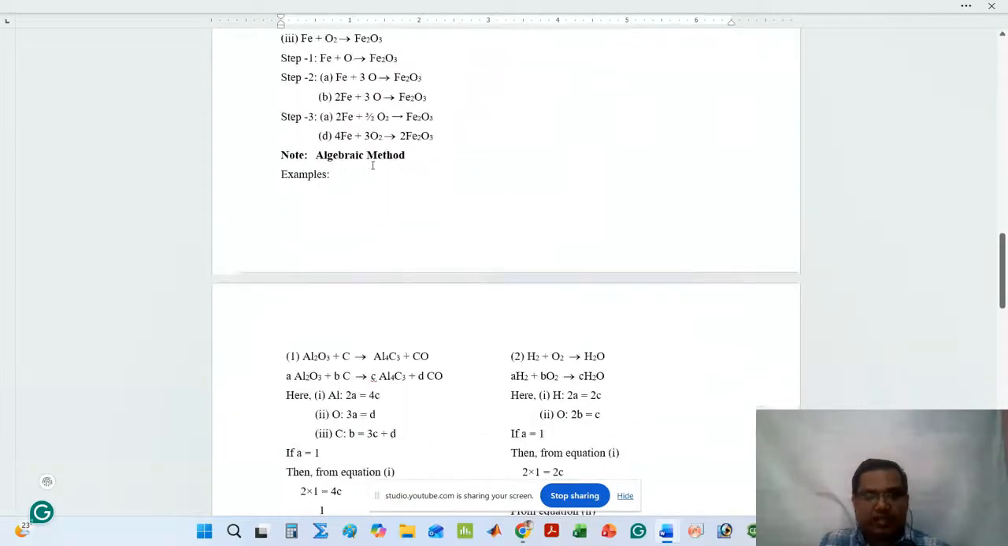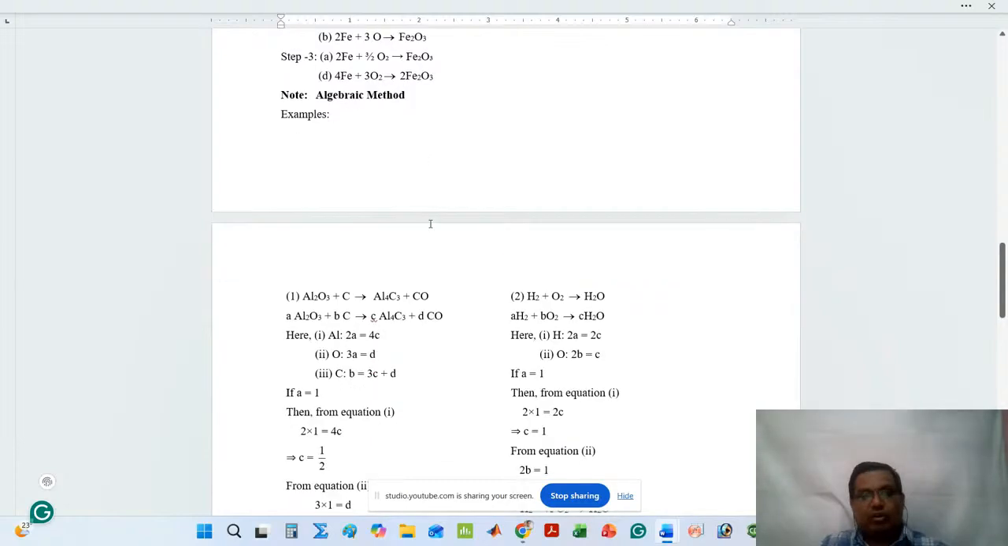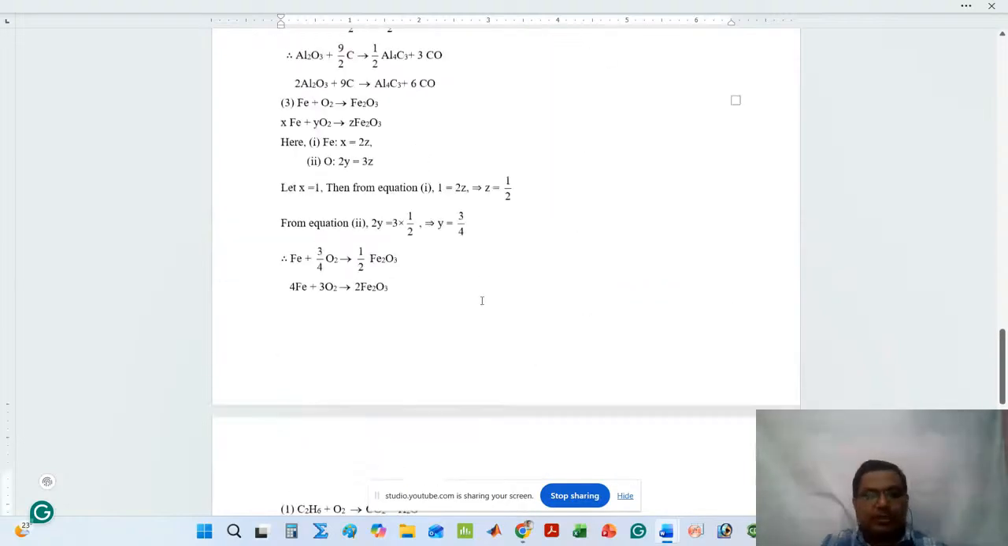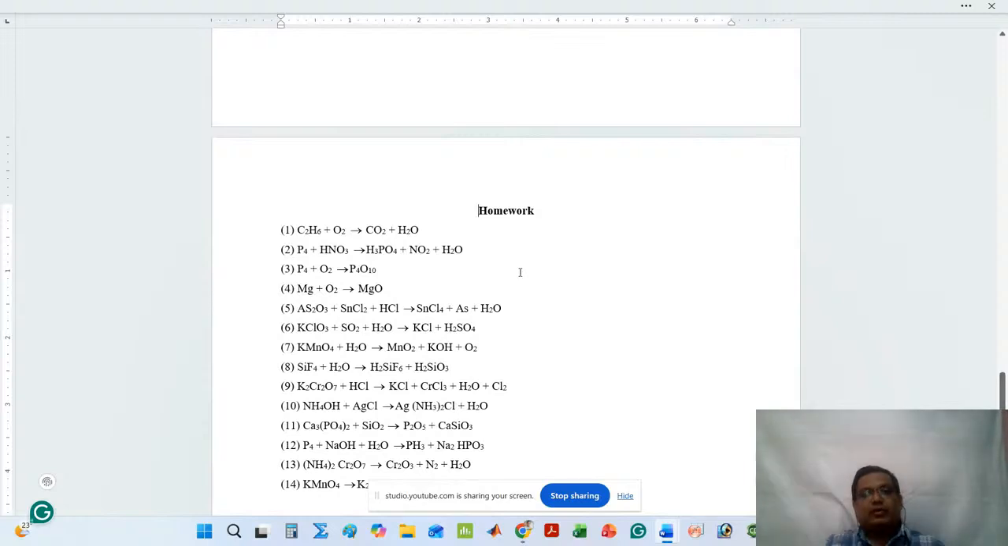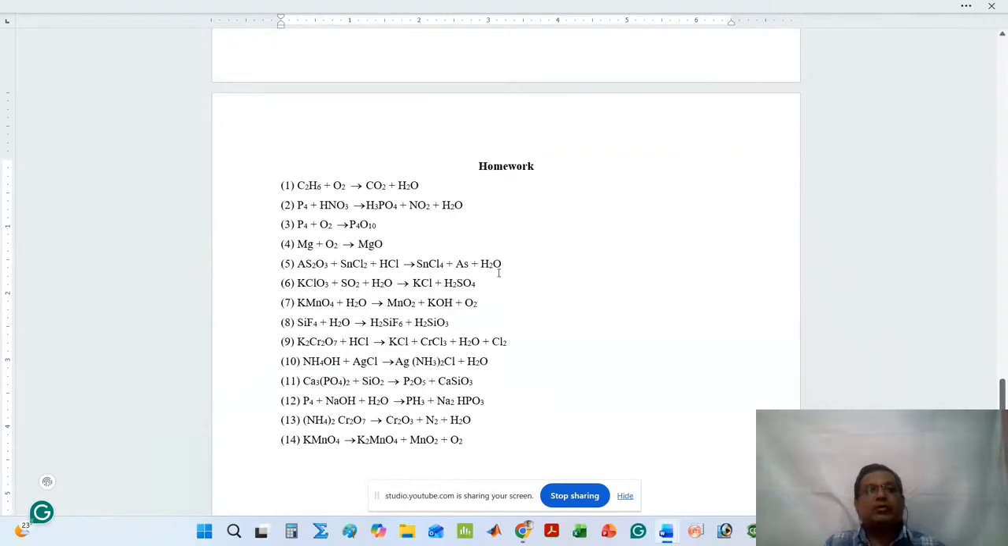Next, I discussed the algebraic method. It is a trick. All the examples are given here. Look at that. Here is homework for you. These are a few equations. Your aim is to balance these equations using the algebraic method. If you also try to balance them by the hit and trial method, then it is very good. So try to solve these equations by both the algebraic method and the hit and trial method.